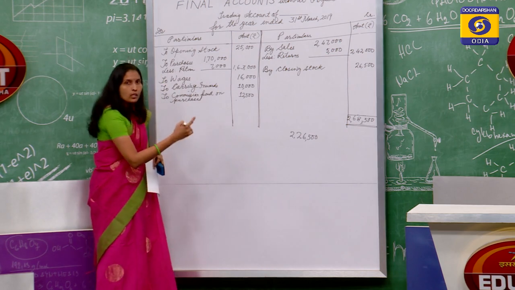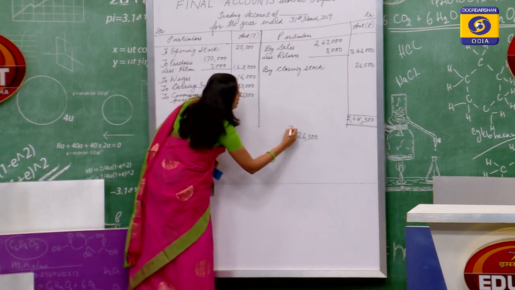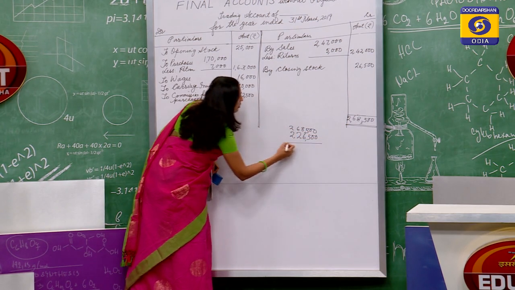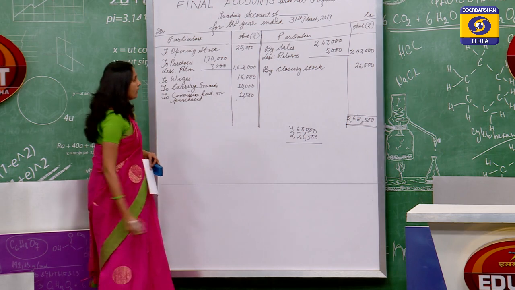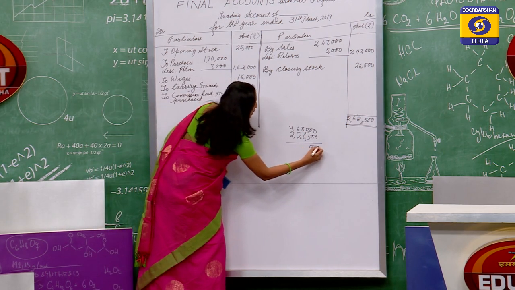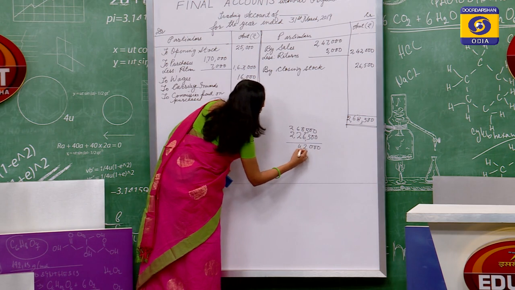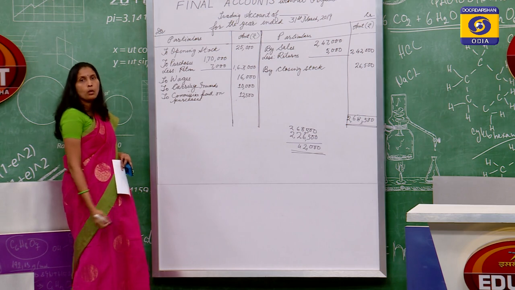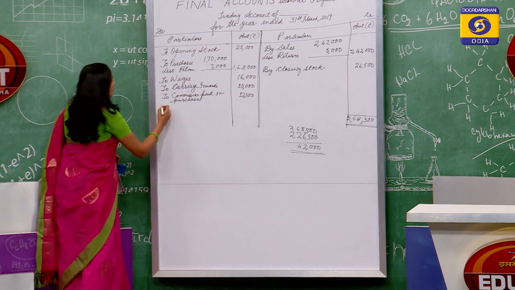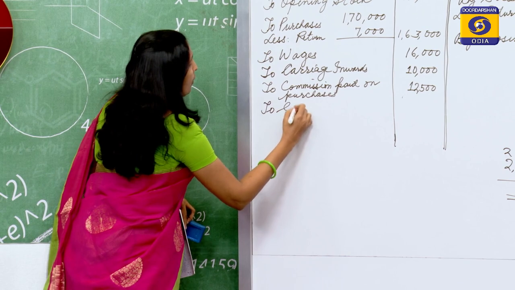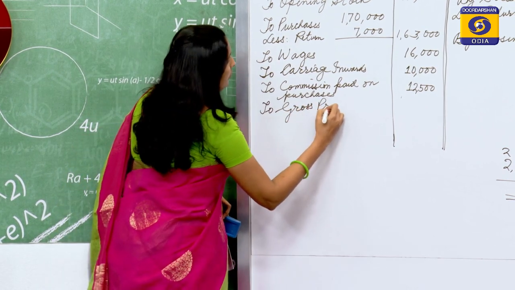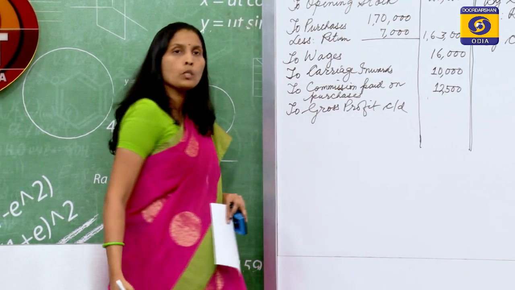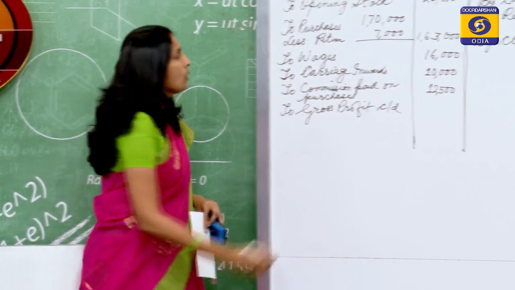So we'll find out what is the difference. 2,68,500 minus 2,26,500. Students, that gives us 42,000. So we know clearly that we have a gross profit, and the gross profit is 42,000. So we'll write to gross profit. Either we can write carried down, or we can write gross profit transferred to profit and loss account. It is the same thing.